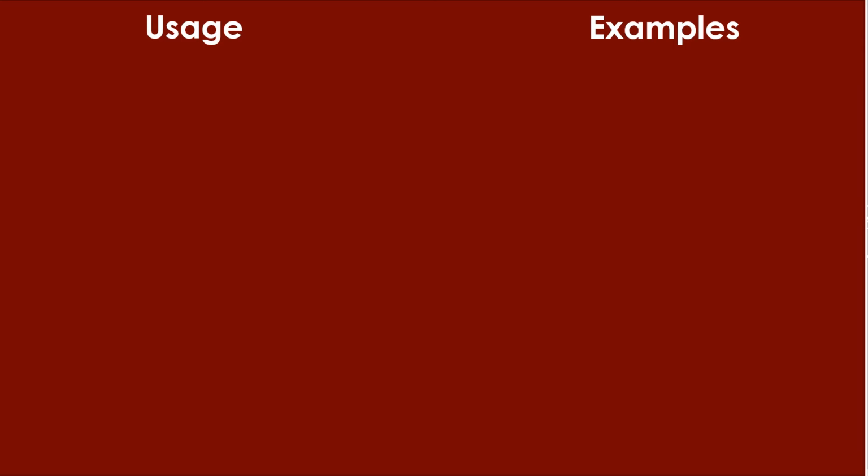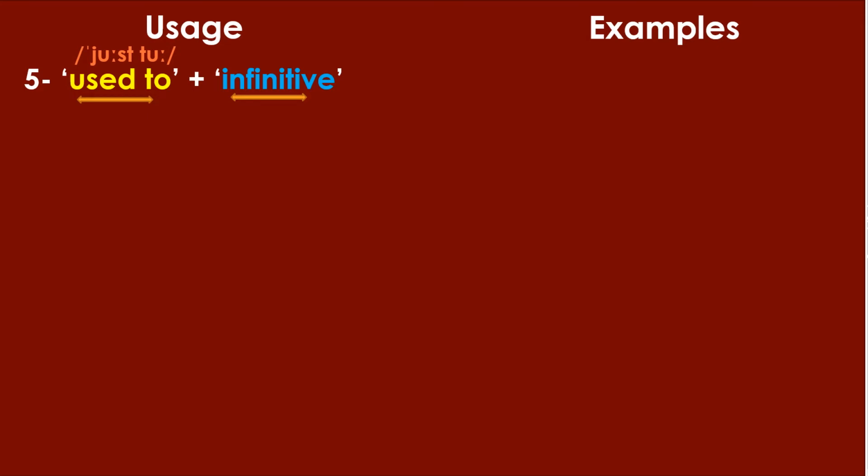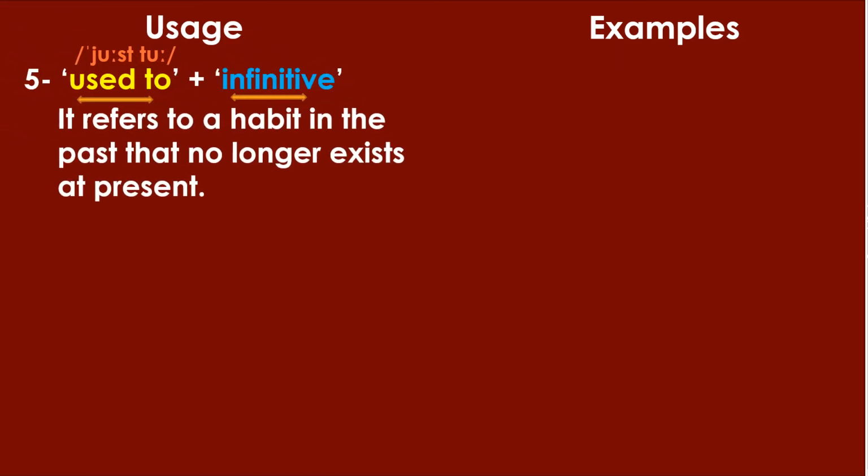Okay, let's talk about used to plus the infinitive. And by the way, this is the pronunciation of used to. This is the phonetic transcription. Used to. I don't pronounce the D. Used to refers to a habit in the past that no longer exists at present.